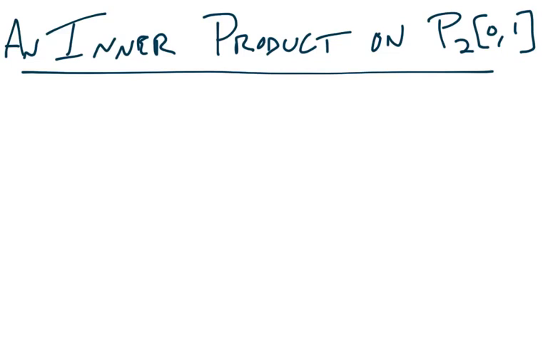For the really fun part. We just saw in the last video that P2 of 0, 1 is a vector space. Of course, I didn't go through the full proof, but it's good enough for our purposes. So it is a vector space, and you showed that it has a basis. In particular, the basis has 3 vectors in it. The vectors are the polynomial functions x squared, x, and the constant polynomial 1.